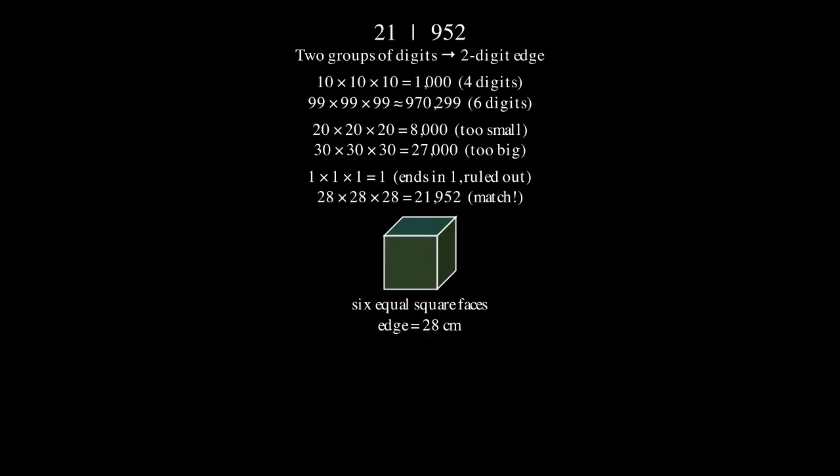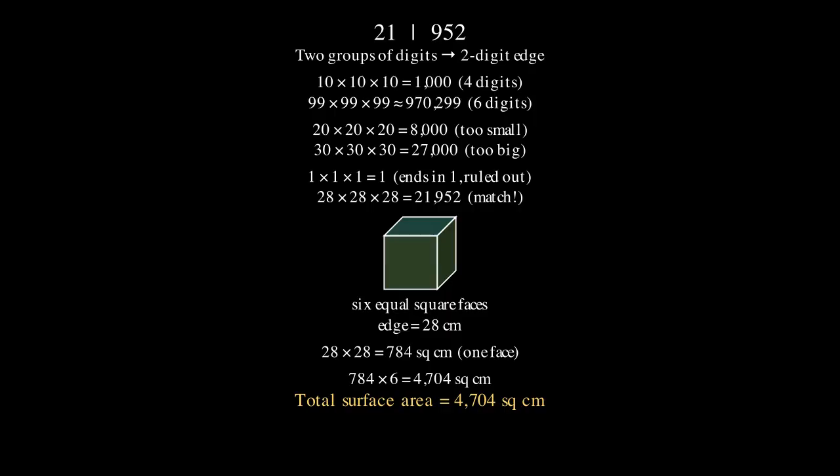Now, a cube has 6 equal square faces, so to get the total surface area, we first find the area of one face, then multiply by 6. One face has an area of 28 times 28, which is 784 square centimeters. Now multiply that by 6 faces. 784 times 6 equals 4,704 square centimeters.